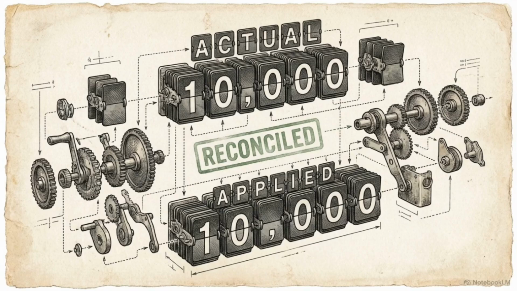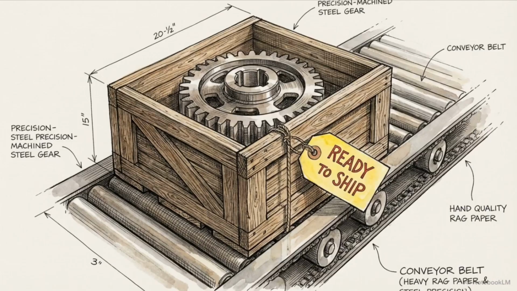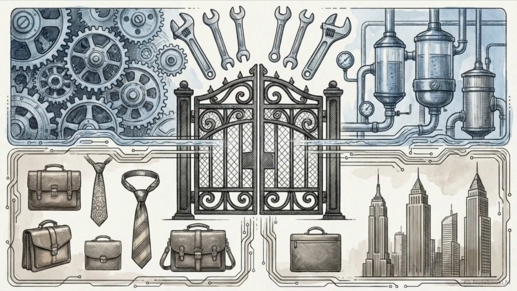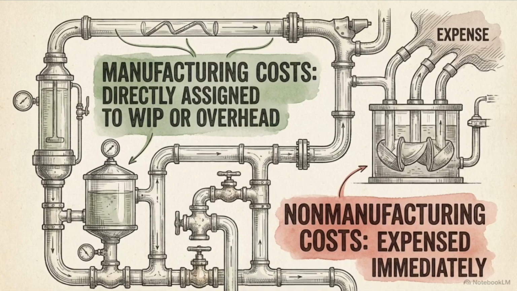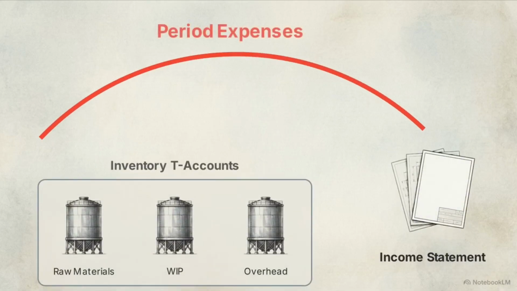Applying an estimated overhead rate is a necessary compromise. It allows operations managers to price and ship custom jobs immediately upon completion, rather than waiting months for the actual facility bills to arrive. There is one strict boundary rule for this entire job order costing engine regarding non-manufacturing corporate expenses. Non-manufacturing costs, such as the salaries of the marketing team or administrative insurance, are never assigned to individual jobs. These period expenses completely bypass the inventory T accounts we have constructed and are expensed immediately on the income statement during the period they are incurred.